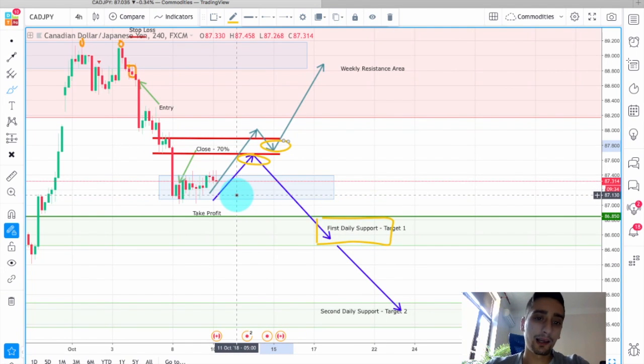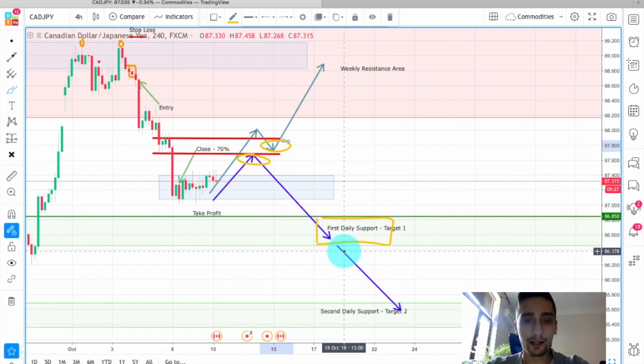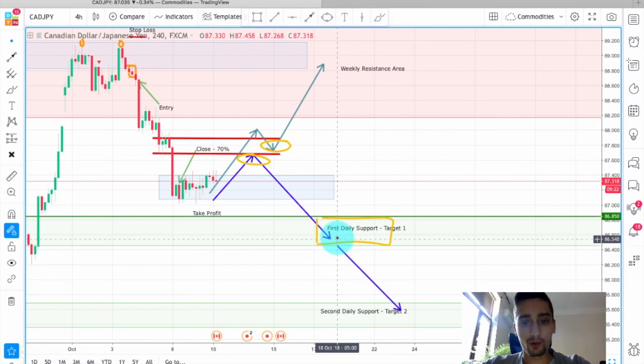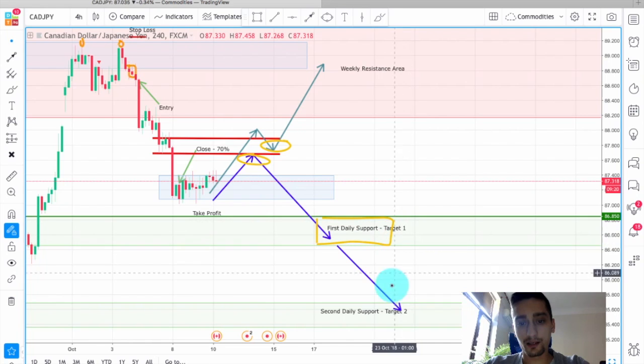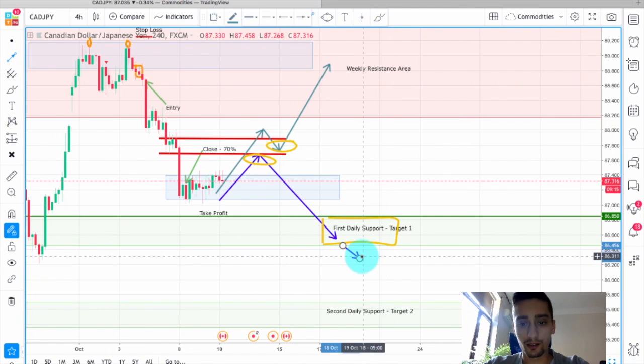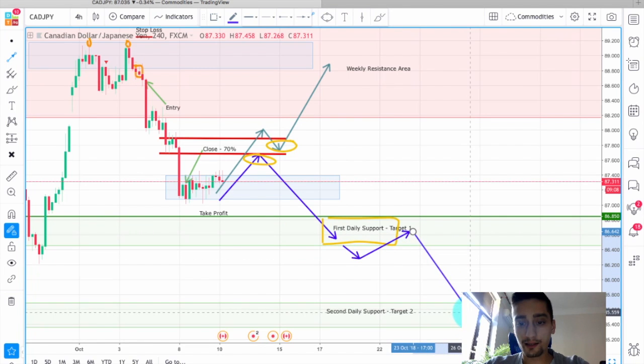But I'm more inclined on the first scenario for the price to move a bit more up, reach somewhere here, and then move down. Of course, after that, but this is more long term, if we see a break of this daily support area, I would expect right after that a correction. This daily support will turn into a daily resistance and a new drop to the second daily support and second target. So you can look for entries after this correction.